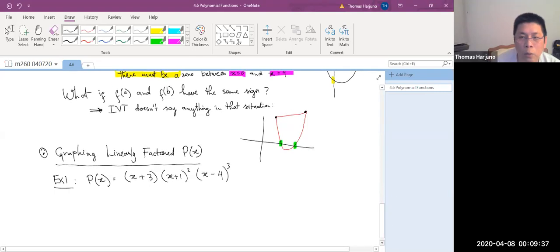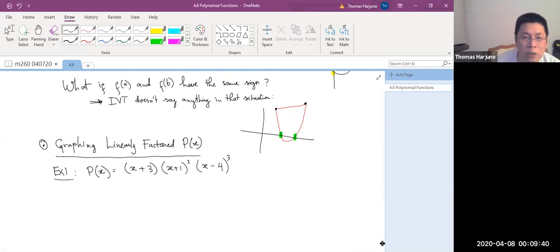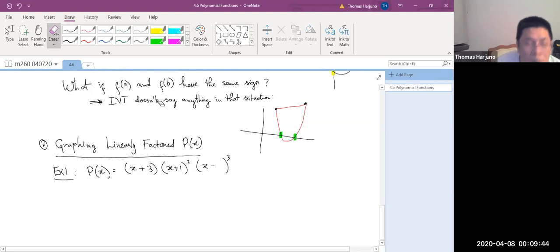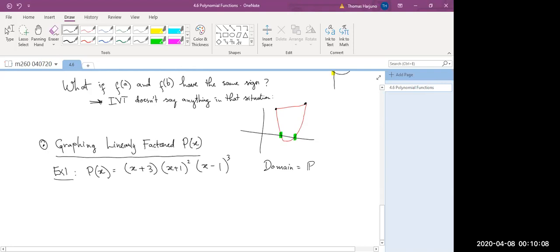And I want to compute this. You know what? Do me a favor. Erase that 4, change that 4 to 1, for the sake of computation. Well, because it is a polynomial, the easiest question possible is, what's the domain? The domain of a polynomial is all real numbers. That's right.